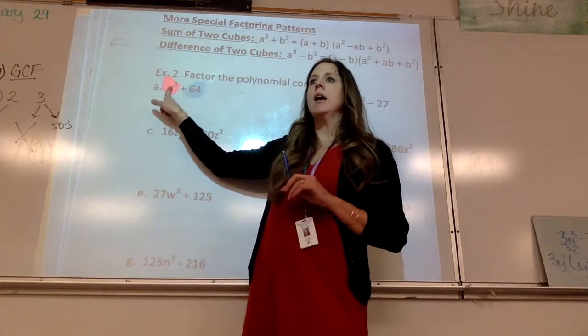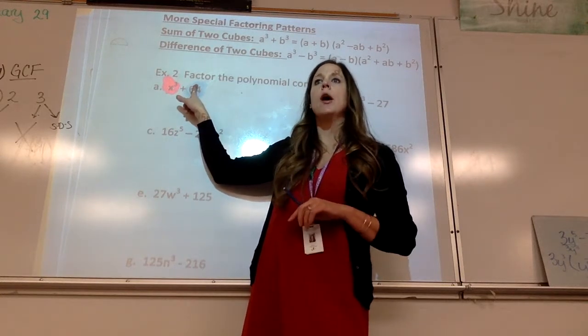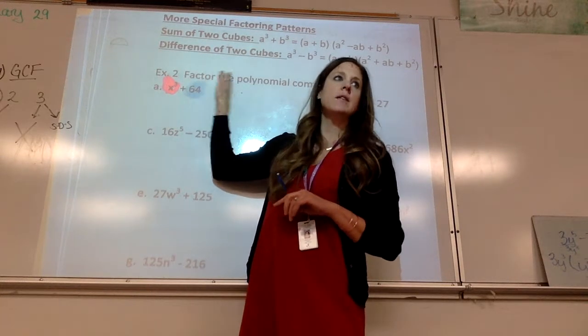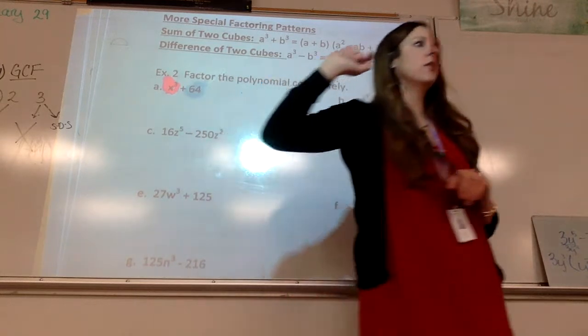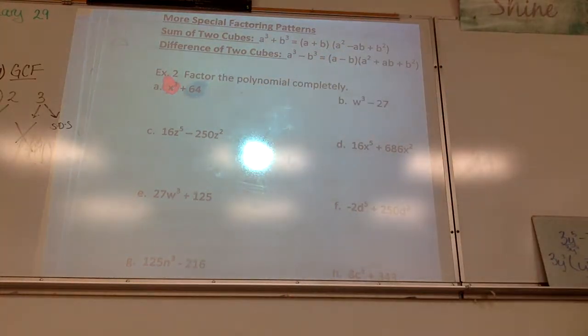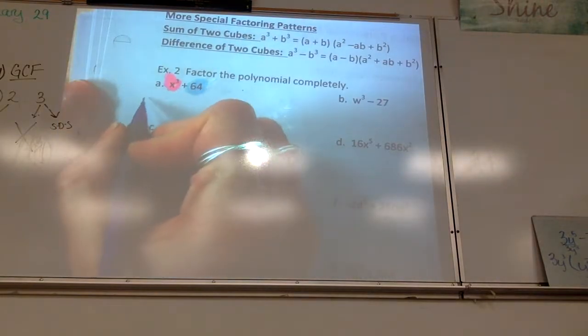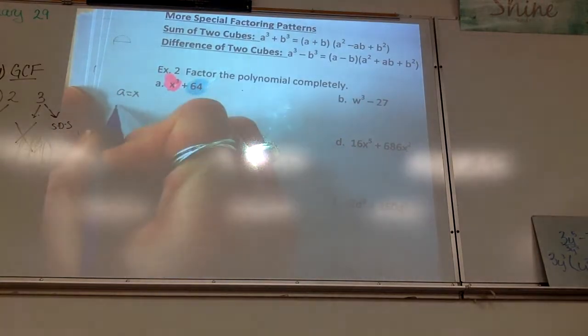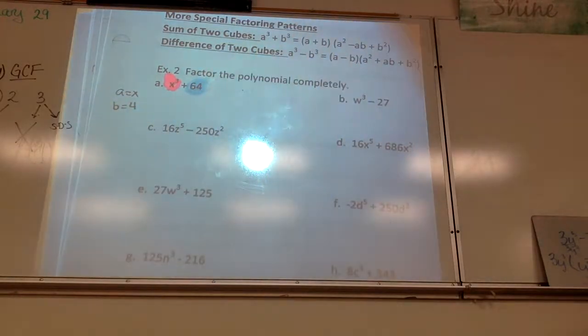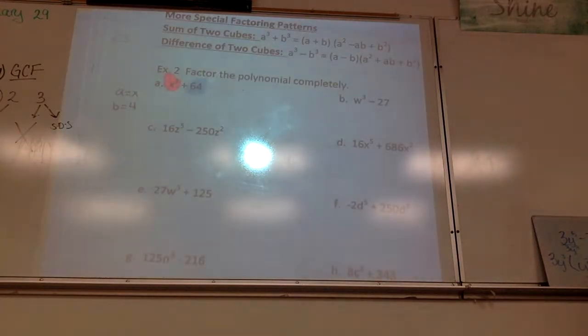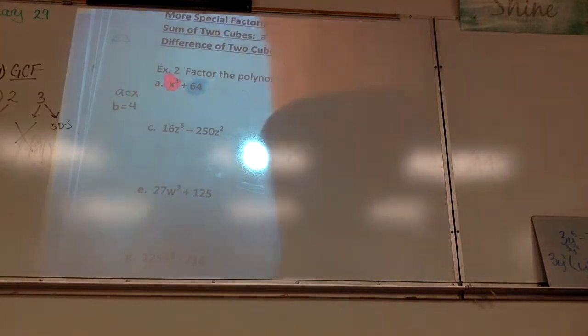So the A value is X, the B value is not 64. What number times itself 3 times over gets you to 64? 4. 4 times 4 times 4. So our A value is X, and our B value is 4. If you do not know that, the calculators can do that for you. And maybe I'll show it to you on the next one. Let's just get this pattern going. Trust me on this one. That might take longer than I want. Some of the non-graphic calculators are better at that.